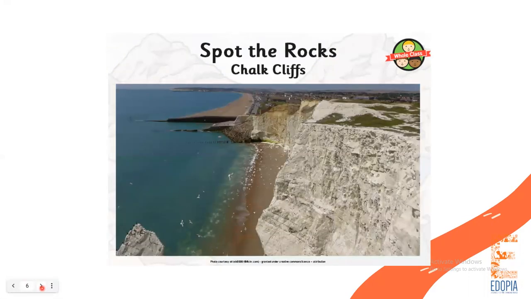Now let's move on to the next picture. Can you spot the rocks in this picture? Those of you who were in the class annotated and marked all the rocks that you saw in this picture. This is a huge cliff made up of one type of rock that's called chalk rock. These are called chalk cliffs. The chalk that you use to scribble on the floors and on the boards actually comes from a real-life rock.